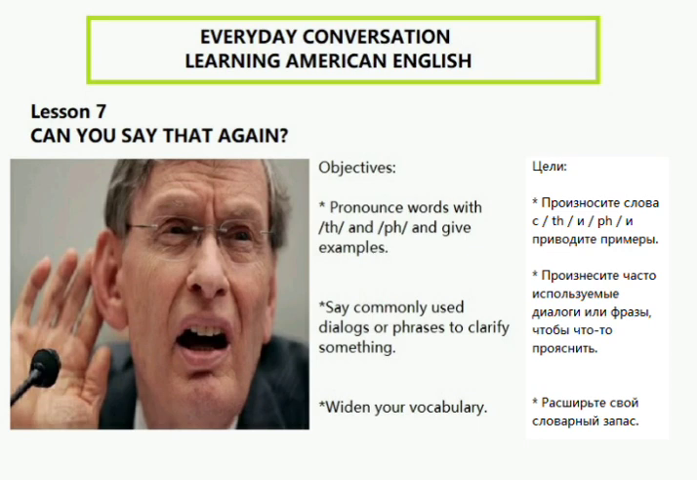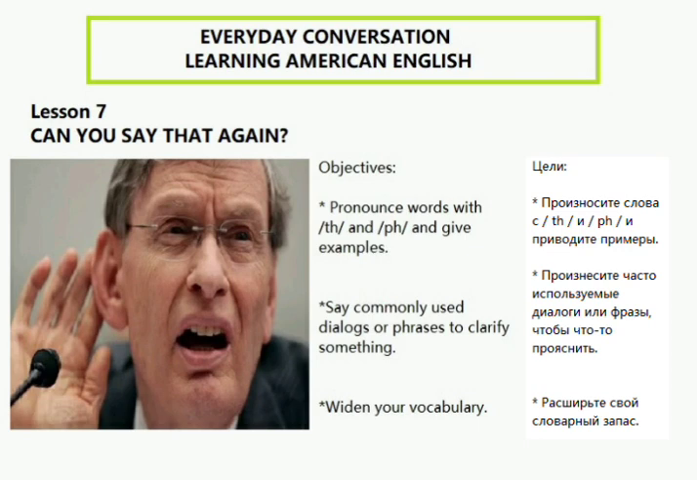Everyday conversation. Learning American English. Lesson 7. Can you say that again? The objectives of this lesson are as follows. Pronounce words with th and ph and give examples. Say commonly used dialogues or phrases to clarify something. Widen your vocabulary.